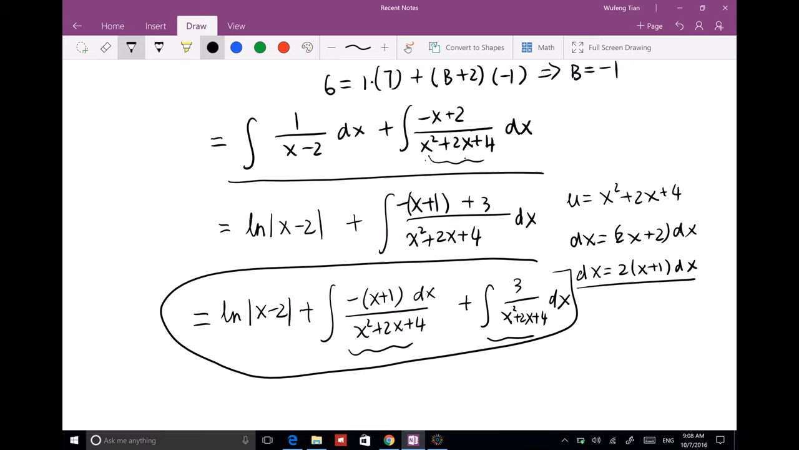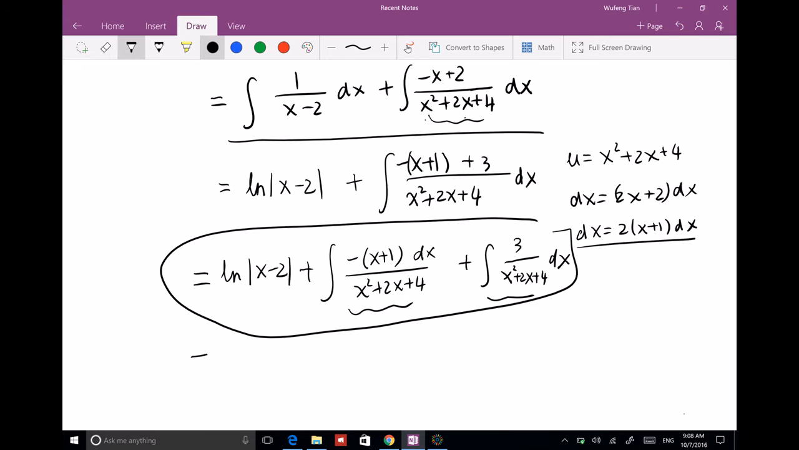You can use arctangent. I don't have any problem solving this one because I can use u substitution right now. Okay, I'll give you 2 minutes now to try to finish that. See if you can finish it from here.